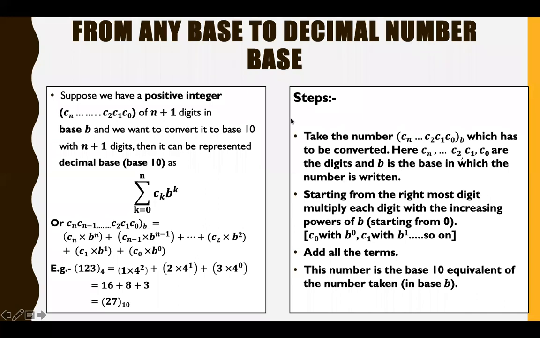Sir, for 568 in base 9, will it be 467 in base 10? Just a second, let me check. Yes, it's 467. It's 5 into 9 square plus 6 into 9 plus 8 into 9 to the power 0. That's 405 plus 54 plus 8, which is 467. Yes, correct.